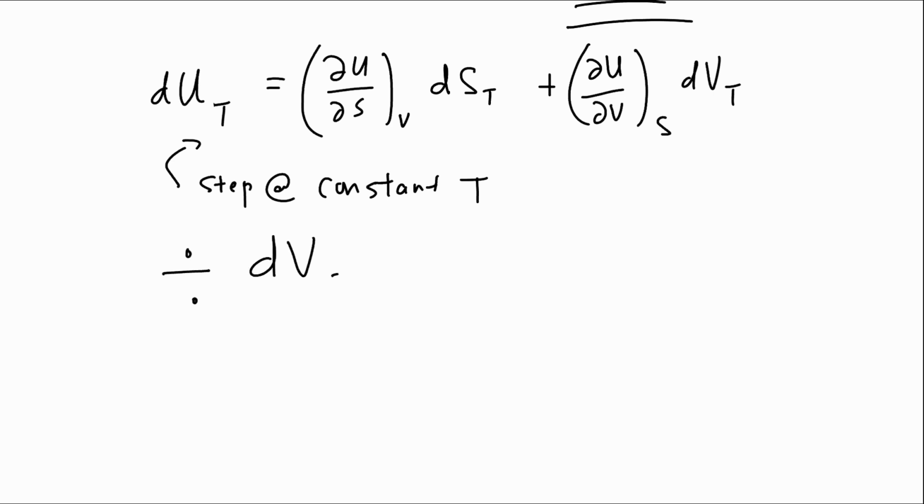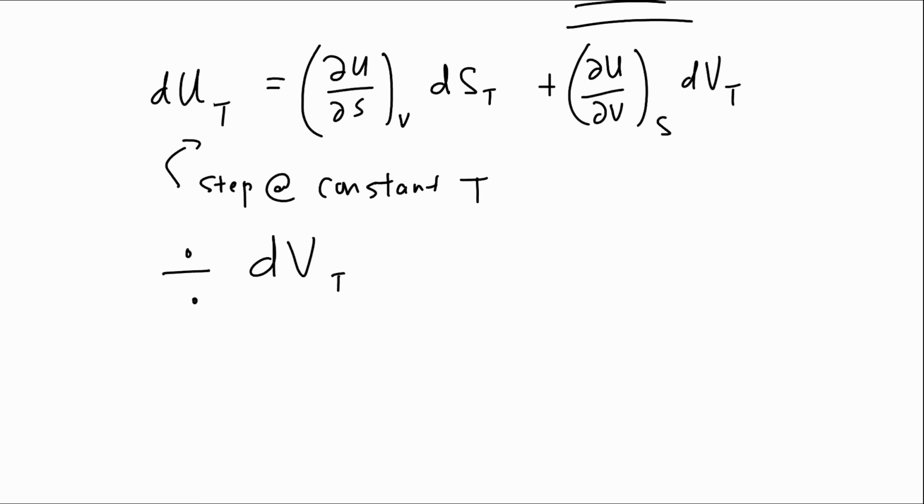Divide by dV at constant T. So you see what I'm doing? I'm constructing the thing I want by using what I know and using this sort of funky notation, which I hope makes sense. I'm going to take these correlated steps.